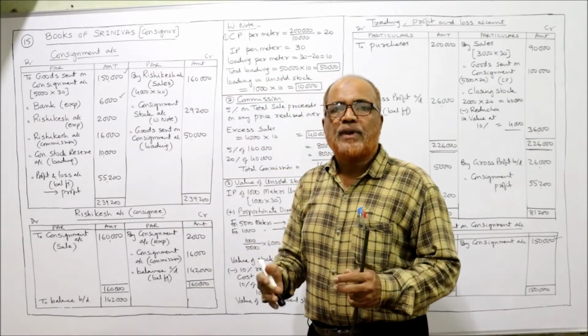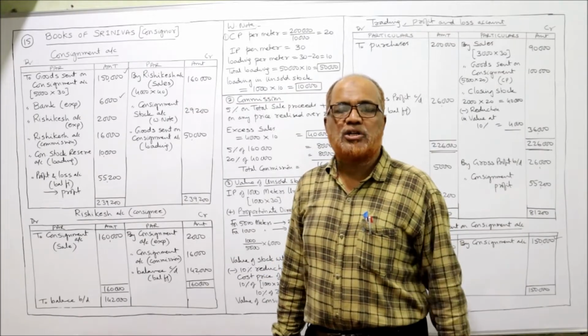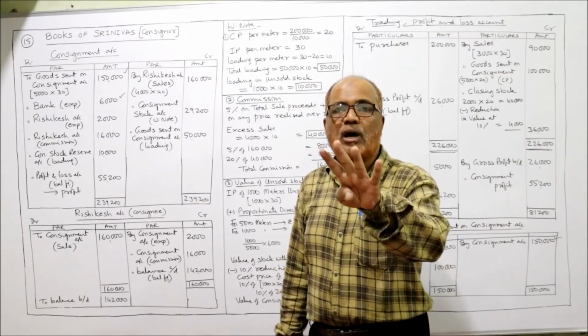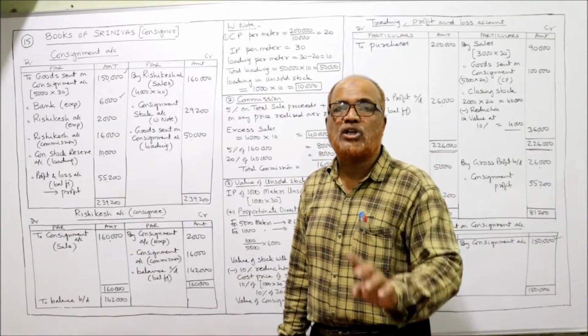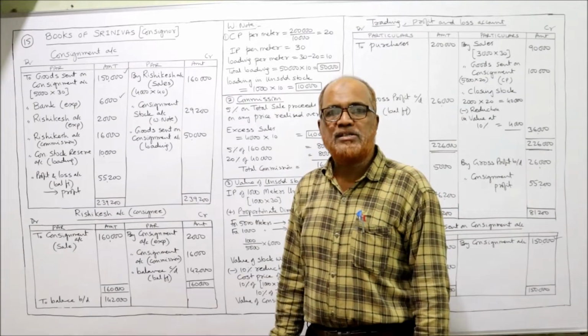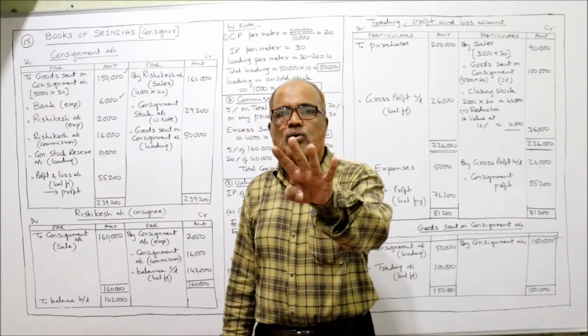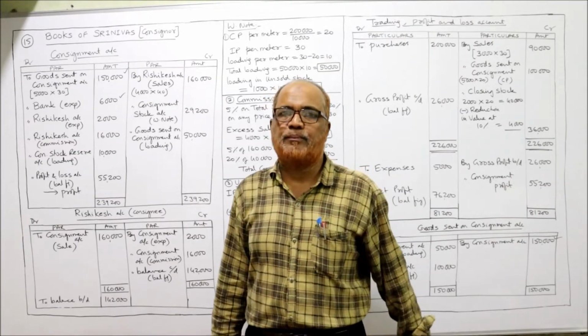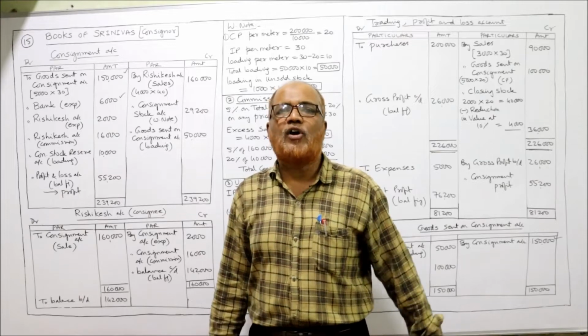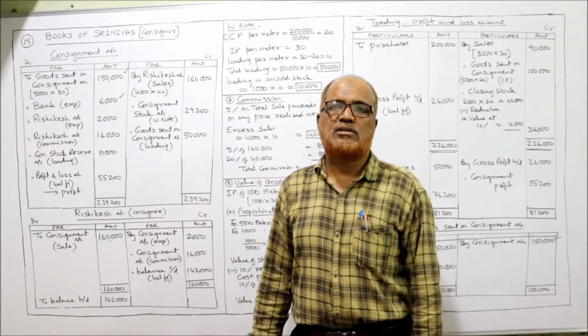So consignment account debit side to bank, expenses 6,000. Now consignee Rishikesh has sold 4,000 meters of cloth at rupees 40 per meter. It is given in the problem. So 4,000 into 40, 1,60,000.